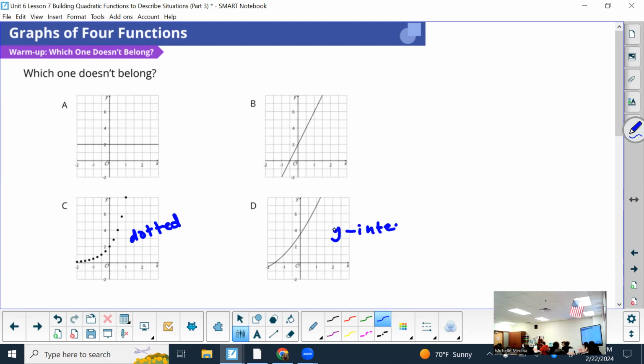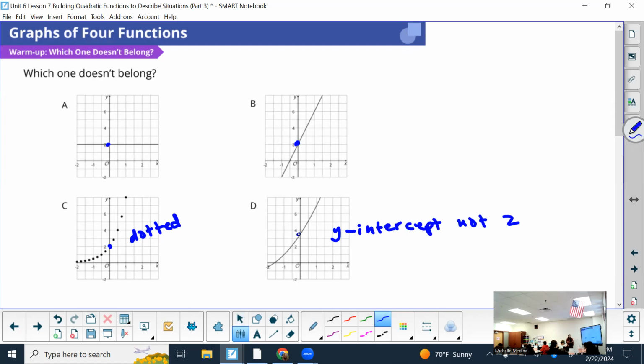Okay, so let's verify if that's right. On all the others, the y-intercept is 2. And in this one, it's like 3.5-ish. So that is a good observation. Any other ones, table 2, you want to share?